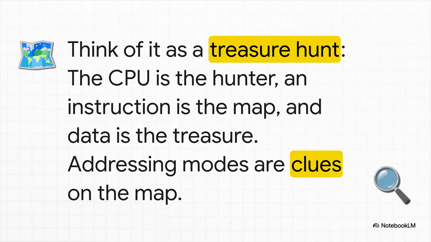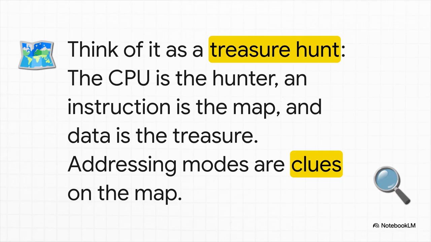Okay, to make sense of all this, let's think of it like a treasure hunt, right? The CPU, that's our treasure hunter. The instruction it gets from a program, that's the treasure map. And the data it's looking for, well, that's the treasure itself. So these addressing modes we're talking about, they're just the different kinds of clues on that map.